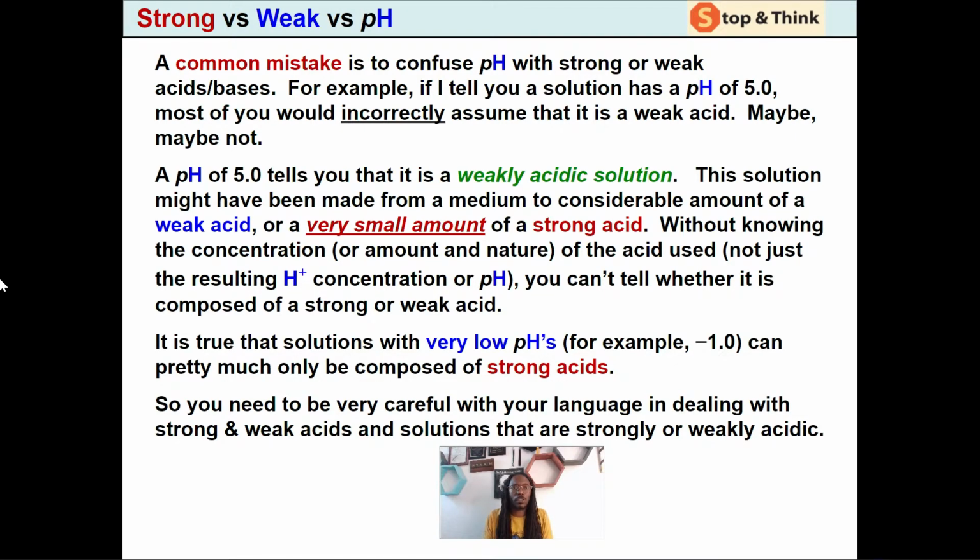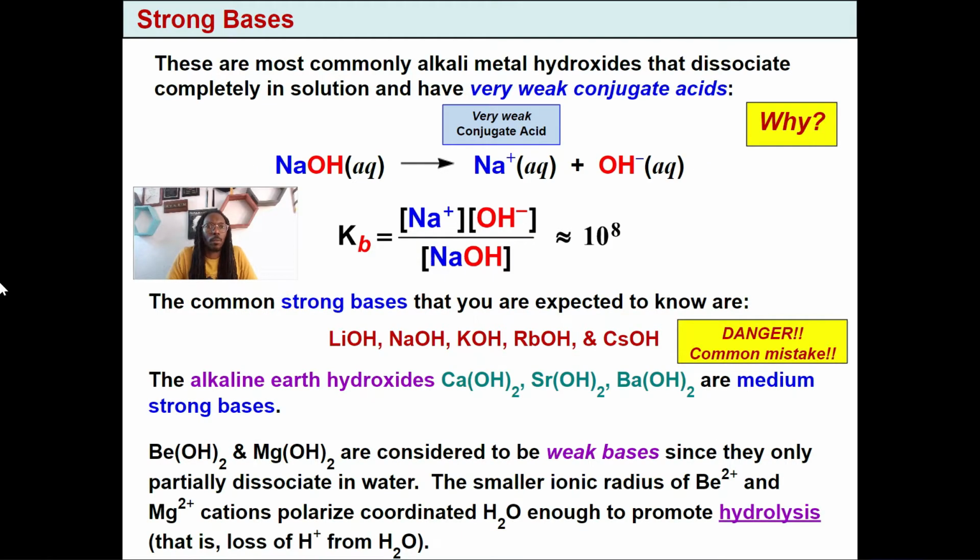Now let's go on to strong bases. Okay, strong bases. All right, so here's a huge hint. Strong bases are usually going to be alkali metal hydroxides. Now, a strong base, just to remind everybody, is going to completely dissociate, just like with the strong acids. That's how we know something's strong. It's completely dissociating.